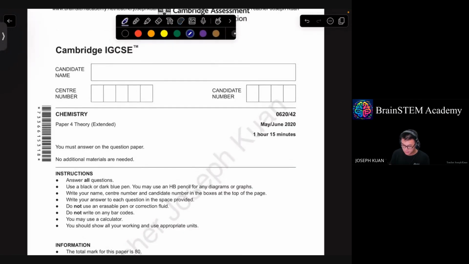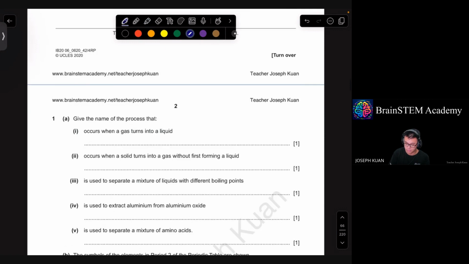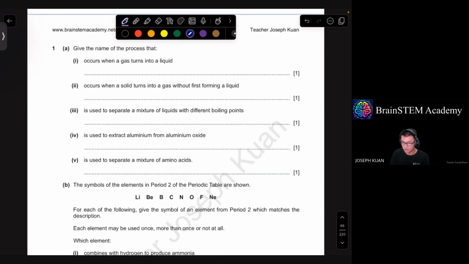This is Cambridge IGCSE for Chemistry, Paper 4, Theory Extended, from May-June 2020, Variant 2. Question number 1, give the name of the process that occurs when a gas turns into a liquid. There will just be condensation.